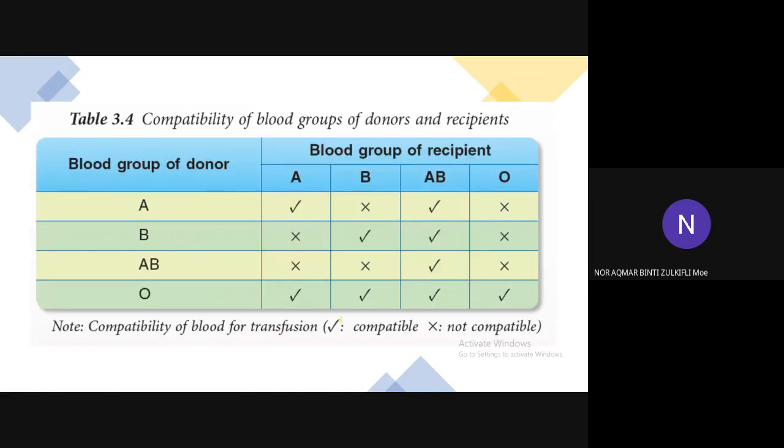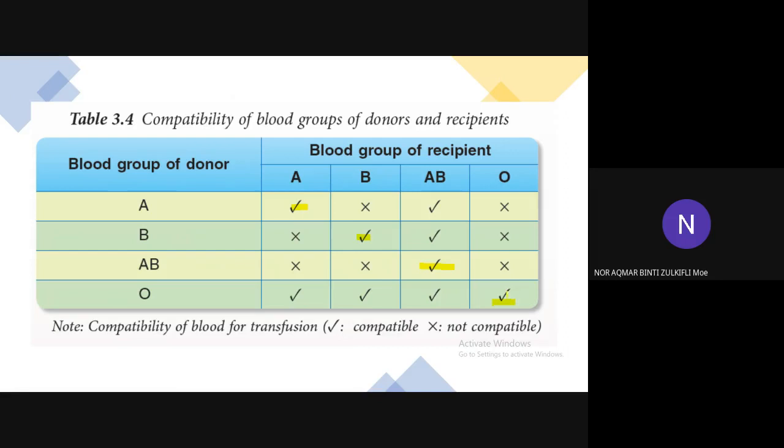This one is about the diagram to show the relationship between the blood group of the donor and the blood group of the recipient. If they are not compatible, it will cause death. Okay. If you have A and A, no problem, B and B no problem, AB and AB no problem, O and O no problem.